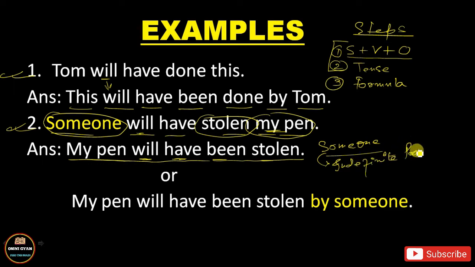Indefinite pronoun का मतलब क्या है? Pronoun which is not definite. That means someone can be a girl, someone can be a boy, someone can be an adult, someone can be a child, someone can be an animal also. Okay, so we don't know that. So when you have an indefinite pronoun as subject, जब आपका subject जो है वो एक indefinite pronoun हो. Let me repeat once again. When your subject is an indefinite pronoun, तब subject आप delete करते हैं at the end.